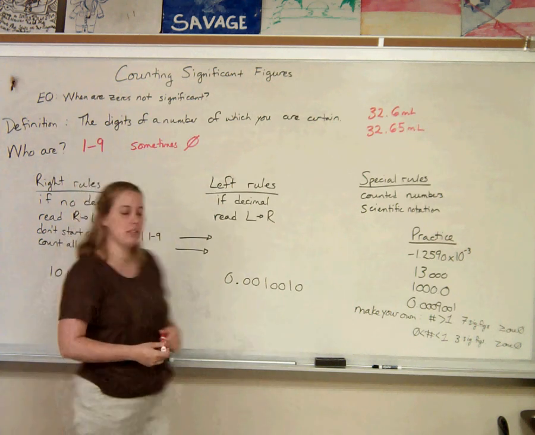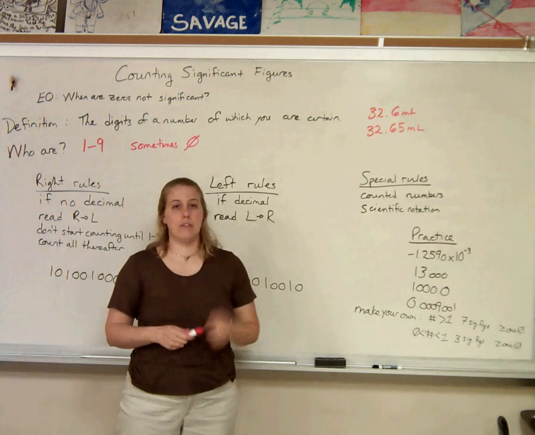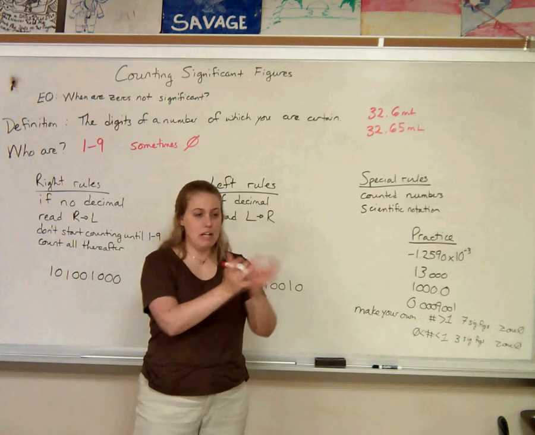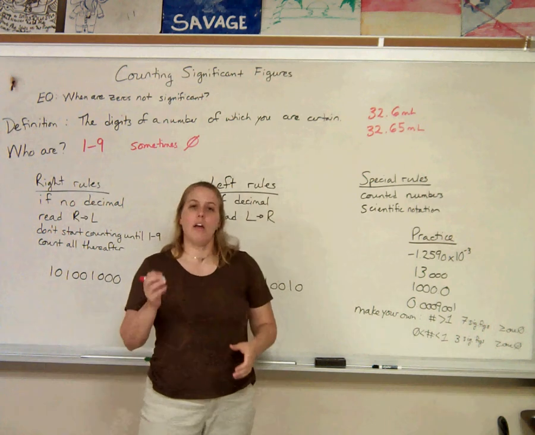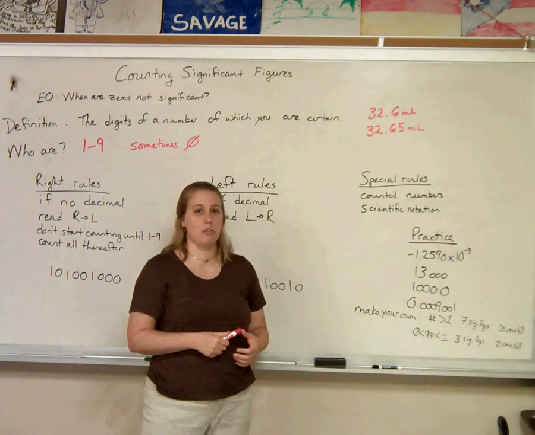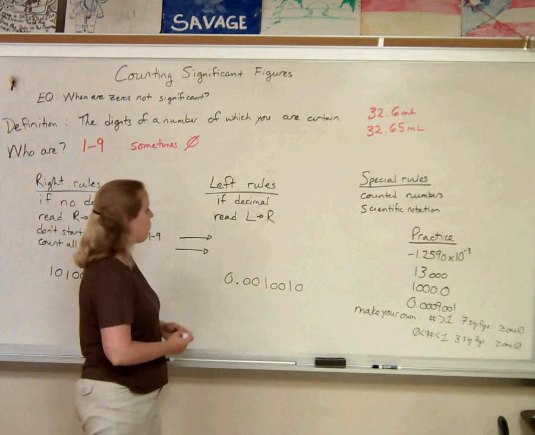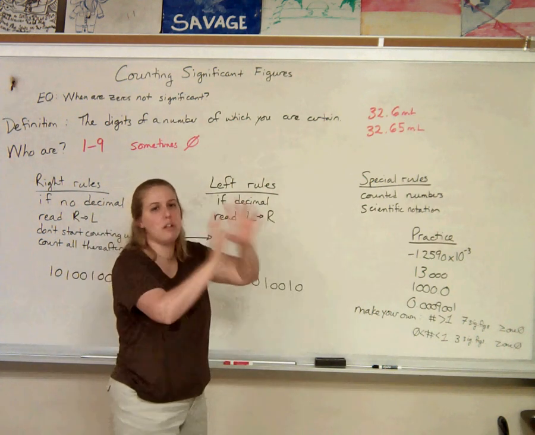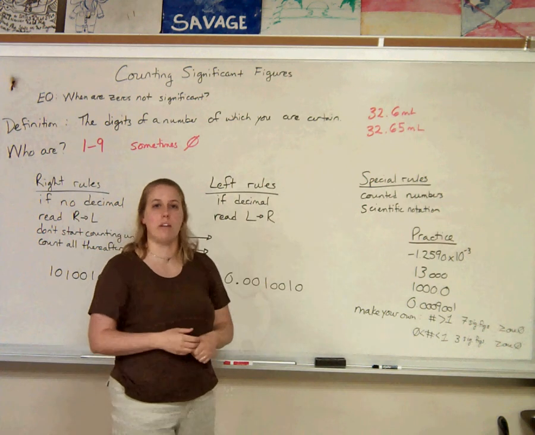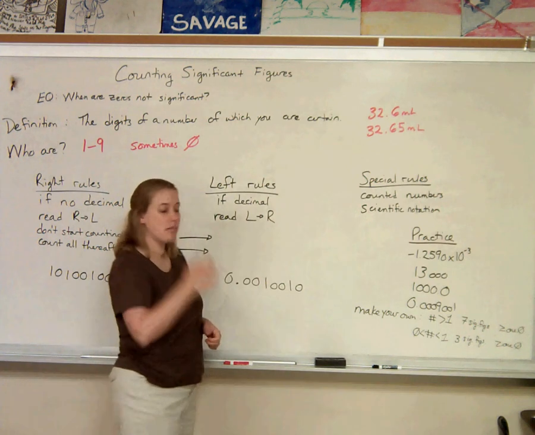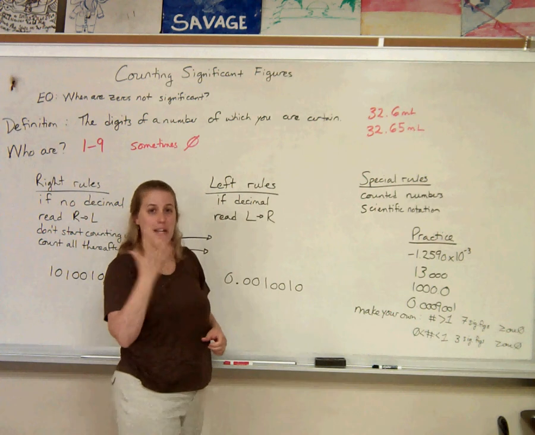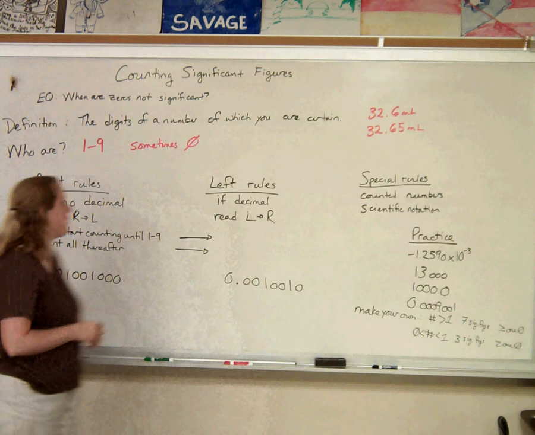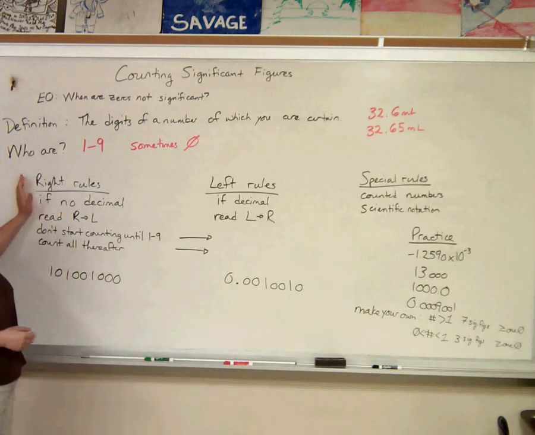The reason that zeros are different from 1 through 9 is that zeros have two jobs. In some cases, they have a meaning. They mean nothing. There's nothing here. In other cases, they're just placeholders because of the way that we write our numbers. Whenever a 0 is a placeholder, it's not significant. It's just there to push the numbers into whatever position on the number line they're supposed to be. But if the 0 is actually representing nothing, then it is significant.